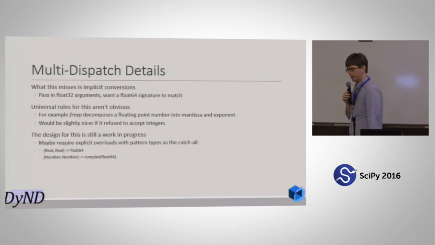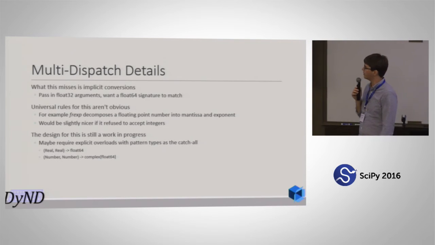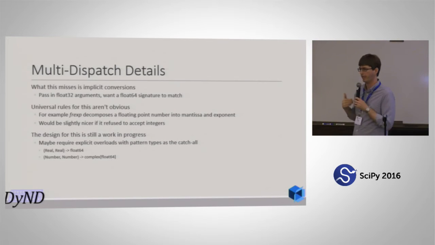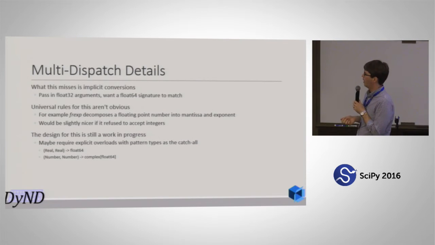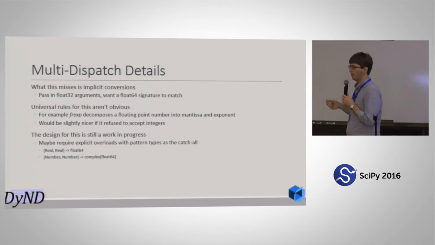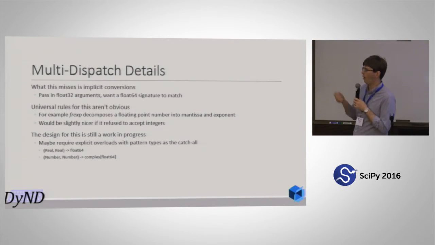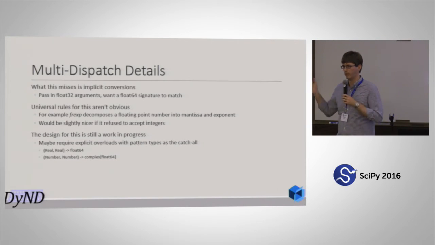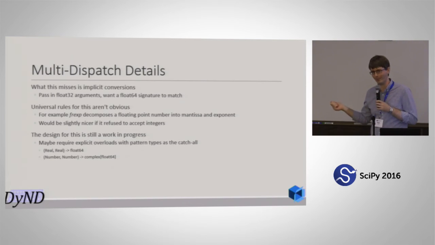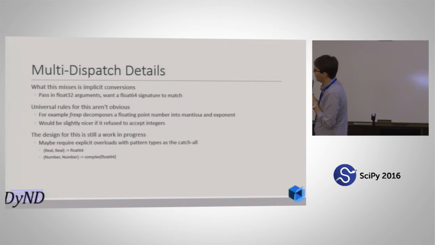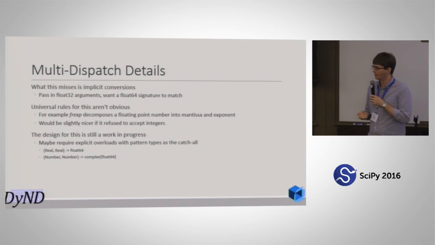There is something this misses that is pretty typical in multi-dispatch, which is implicit conversions, where you pass in 32-bit floats, it gets converted to 64-bit float automatically, and it just works. I think universal rules for that aren't perfectly obvious, because in some cases you might not want that to happen. Like frexp is a C function which splits up a floating point number. It doesn't really make sense to pass integers or a bool to that and have it automatically give you the exponent of your bool. So it might be nice if it refused to accept those.